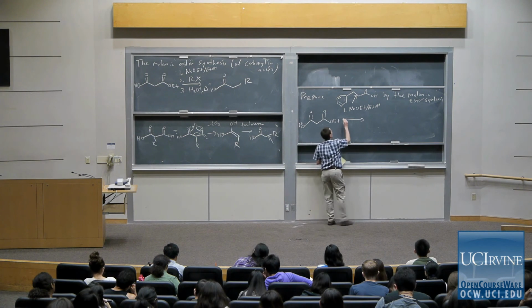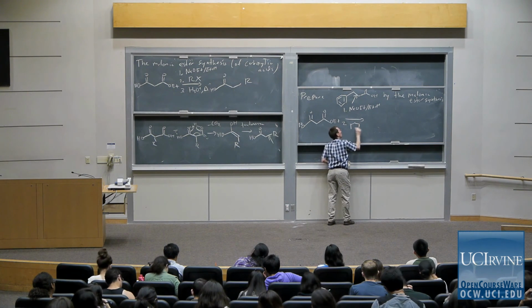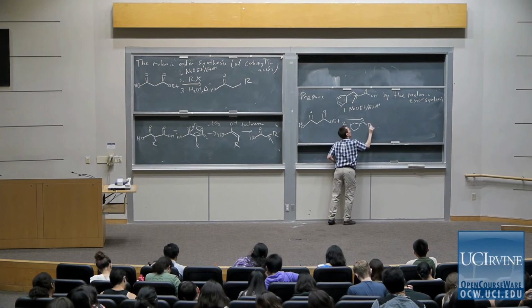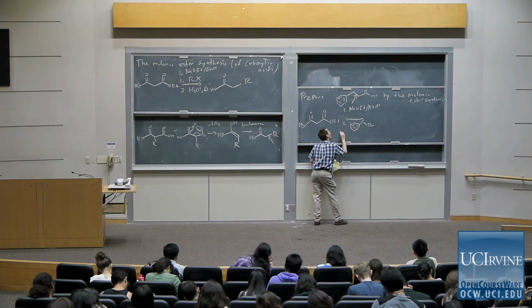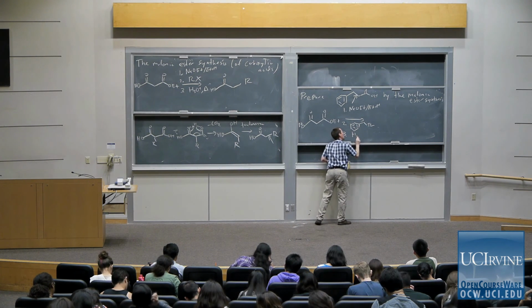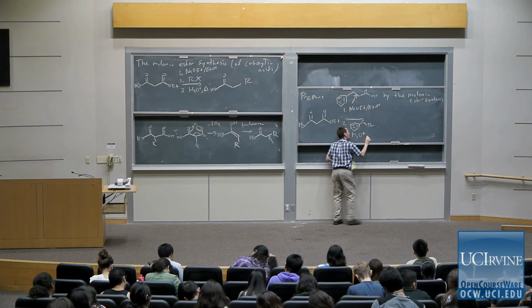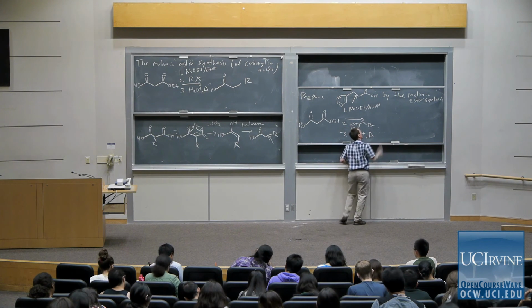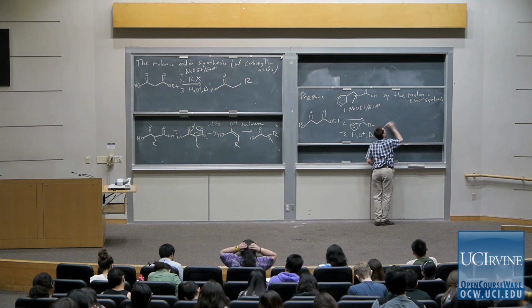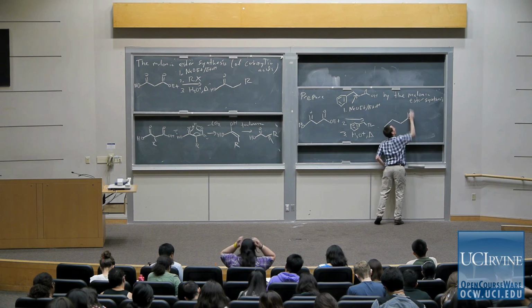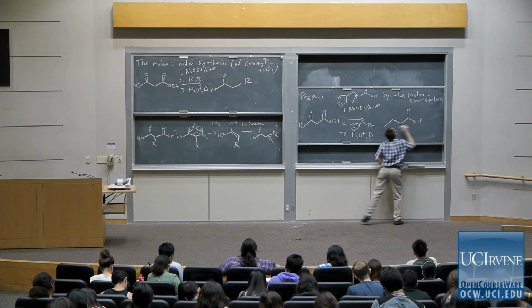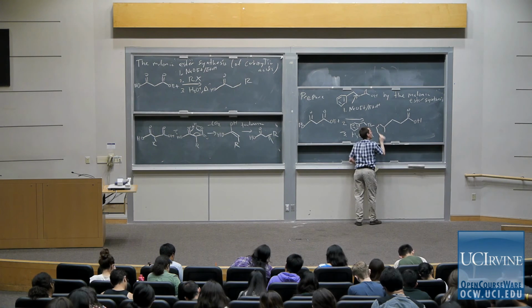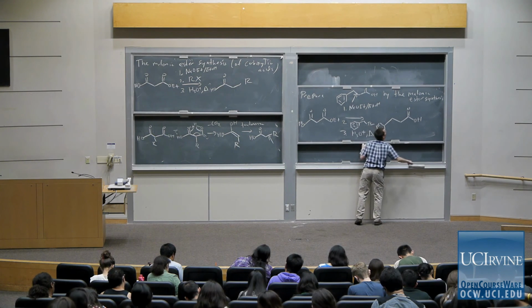So sodium ethoxide and ethanol, benzyl bromide, aqueous acid, that's like sulfuric acid and water, or hydrochloric acid, heated up. And we have our phenylpropanoic acid.